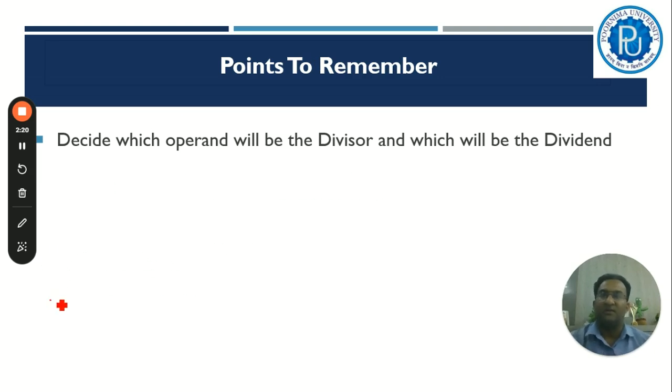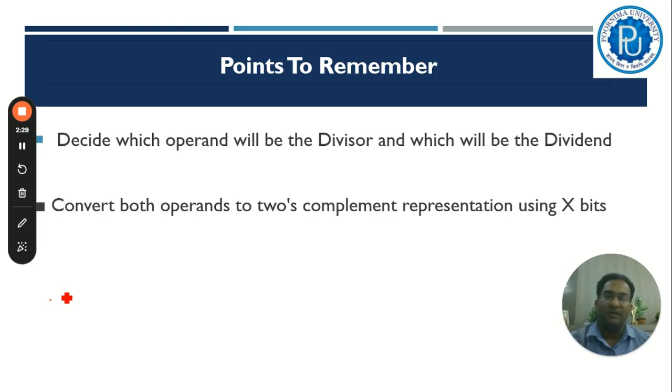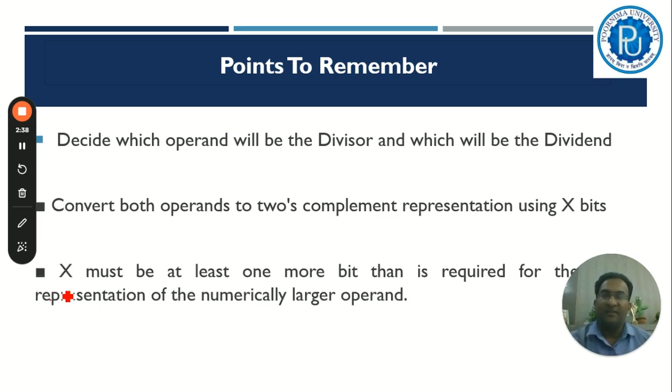So the points to remember are these. First of all, we have to decide which operand will be the divisor and which will be the dividend. Then convert both the operands, the divisor and the dividend, to two's complement representation using x number of bits, and x must be at least one bit more than is required for the representation of the numerically large operand. As we know, whatever decimal number you are converting into binary format, you have to apply a sign bit, that is one extra bit. If it is positive, we put a 0, and if it is negative, we put a 1 on the magnitude side.